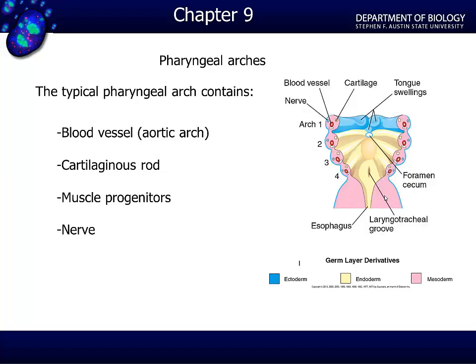So as we look at each arch, we can see that the one thing that they have in common, the common components in each arch, is going to contain a blood vessel, a cartilaginous structure or cartilaginous rod, muscle progenitor cells, and they'll all have nerves. And each one is supplied by a different nerve. And this is how we can sort of track this through development. And we'll get into the innervation of these different pharyngeal arches a little bit later.